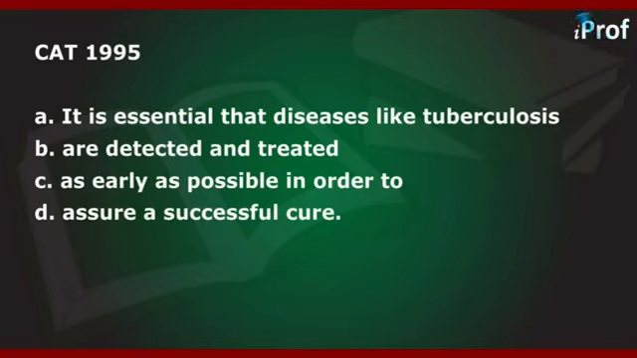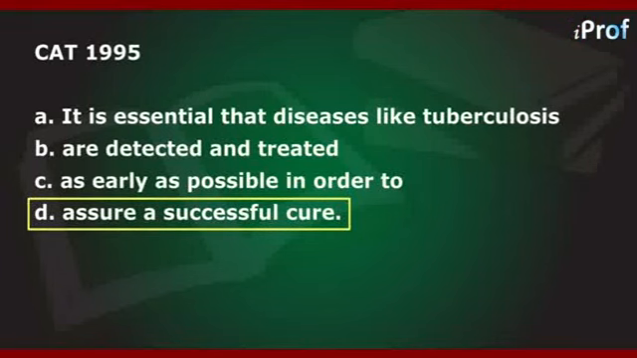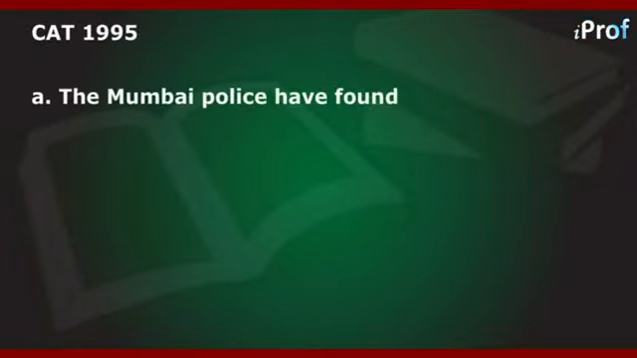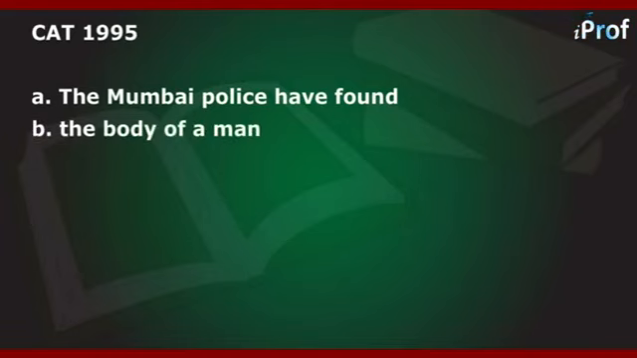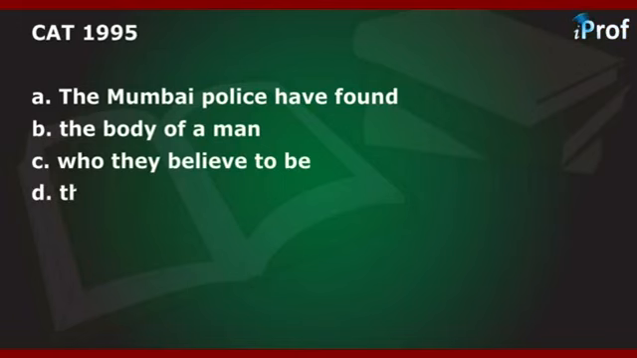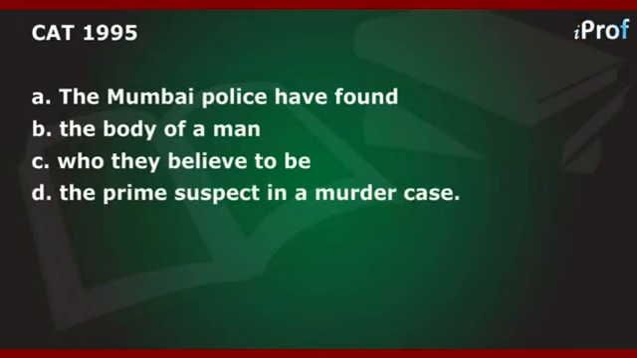Now, where is the error? Look at the word assure in the last statement. Assure means to guarantee, whereas the word ensure means to make sure. Assure is incorrect usage in this case. It should have been ensure. Look at this question. The Mumbai police have found the body of a man who they believe to be the prime suspect in a murder case.